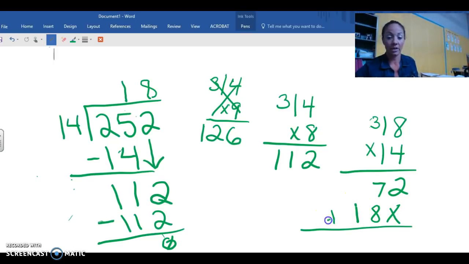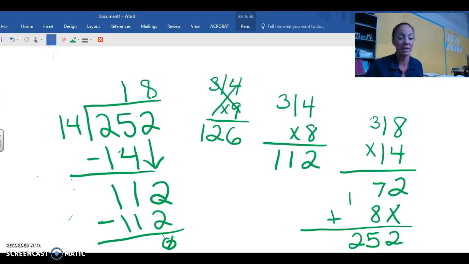And now we have to add these together. So 2 plus 0 is 2. 7 plus 8, whoops, is 15. Not sure what just happened there. Is that 1? All right, 1 plus 1 is 2. So 252. Looks like we divided correctly once again.